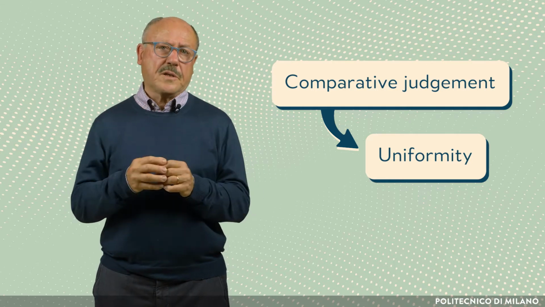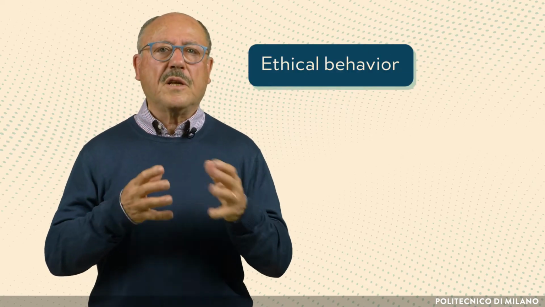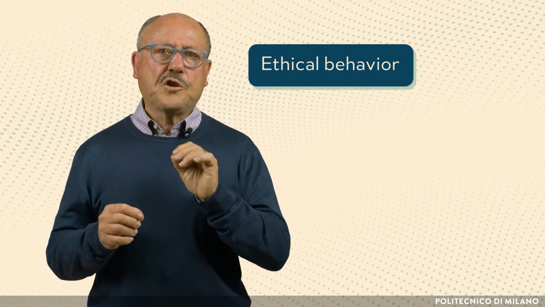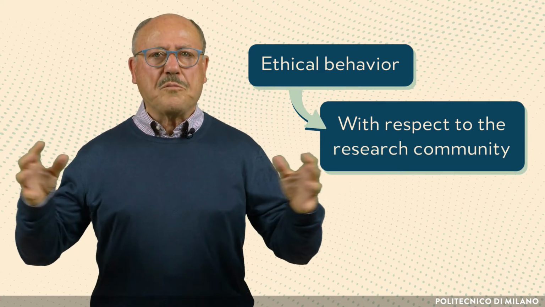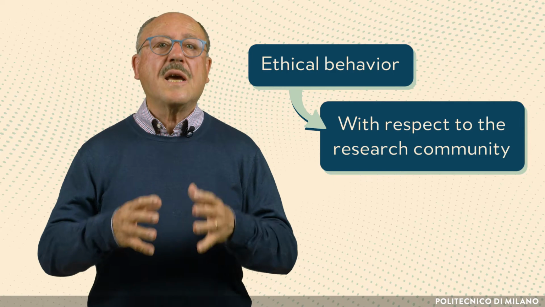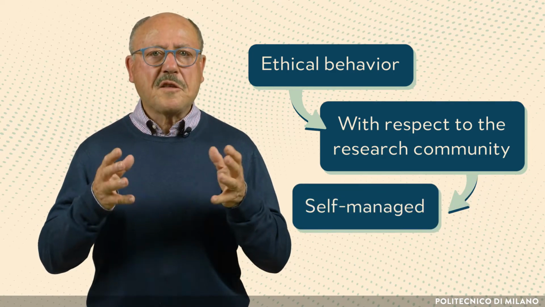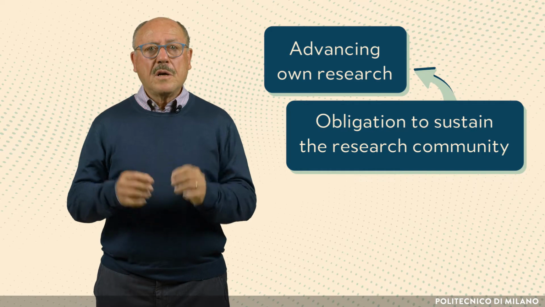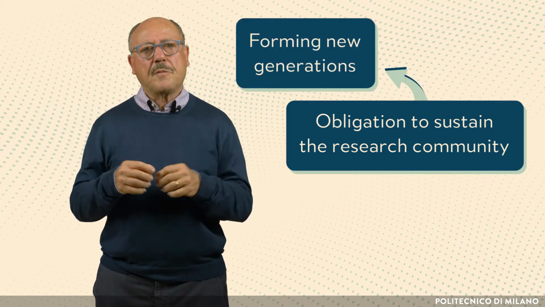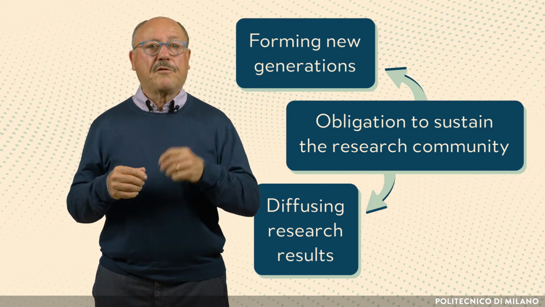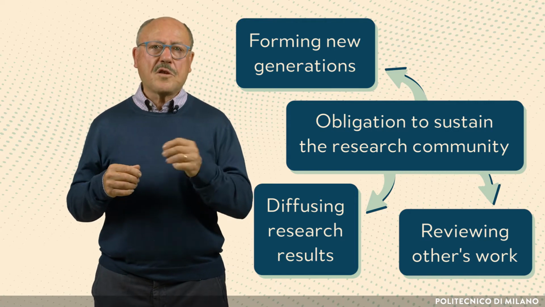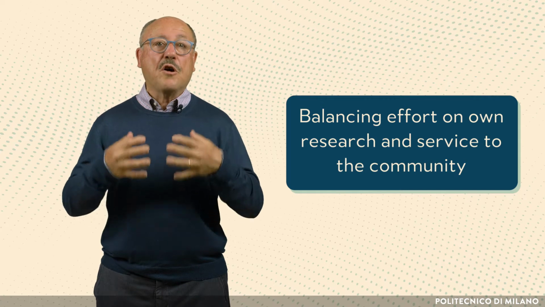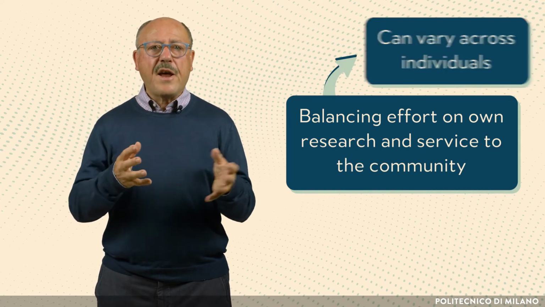So far in this lecture, we focused on ethical issues arising in the relations among individuals involved in research. Researchers should behave ethically also with respect to the research community. We observe that the research community is by and large self-managed by researchers. It is based on trust and integrity. Researchers have an obligation to sustain the research community not only by contributing to advancing their own research, but also ensuring that new generations of researchers are formed, diffusing results and making them available for further advances, reviewing others' work, and so on.